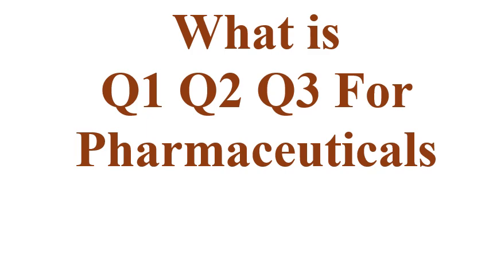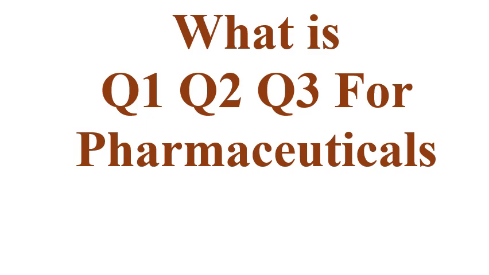Also, you can relate the Q3 terminology to the reference API also. Sometimes the non-infringing APIs are being developed for the actual or innovator's API. So it is not like that only the formulations are generic. Many of the times the APIs are also synthesized in the non-infringing way or in the way which is bypassing the patent or which is out of the patent scope. So that time also the physicochemical similarity is checked.